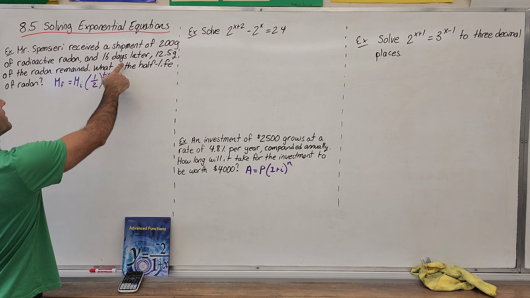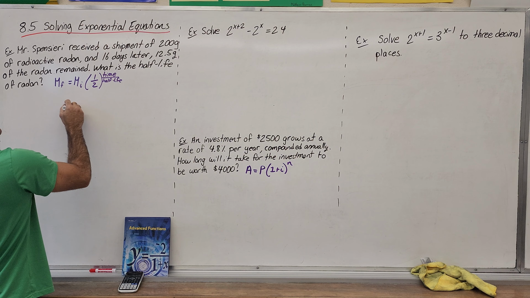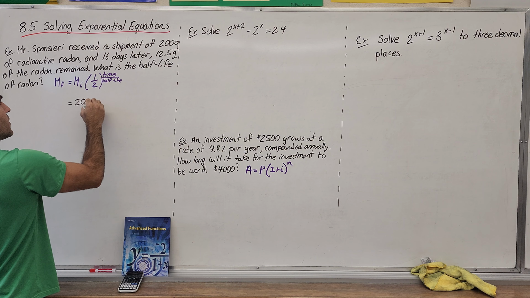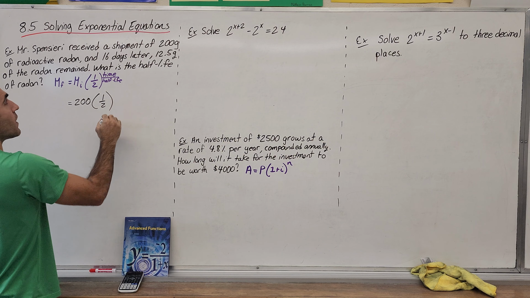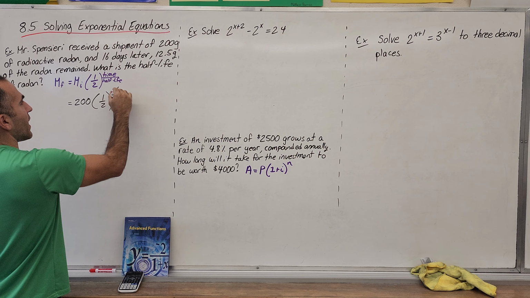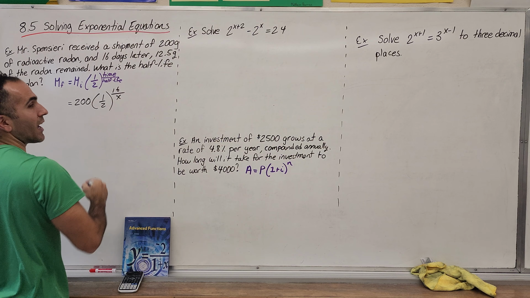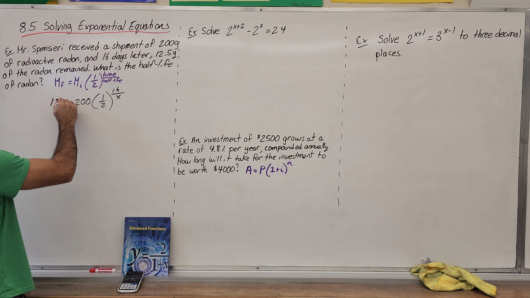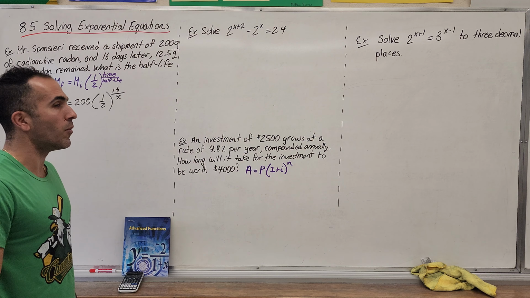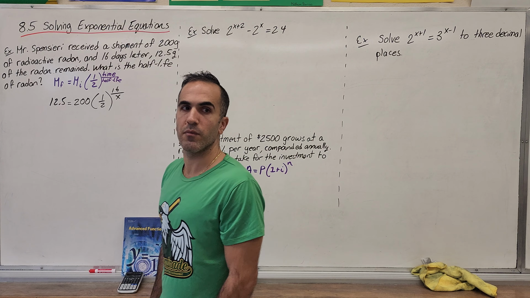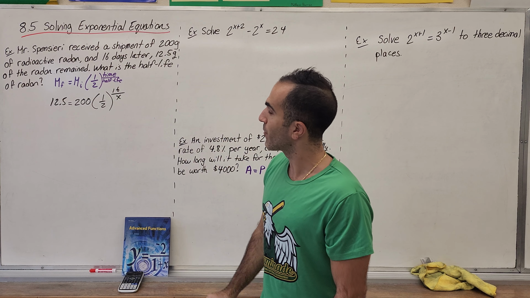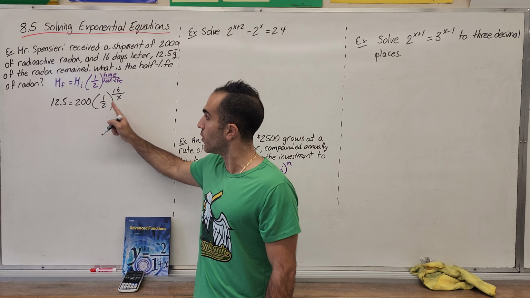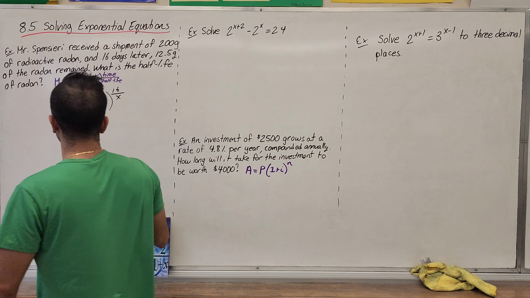So we have 200 grams to start, so my initial is 200. 16 days have passed, so time is 16, and I don't know what the half-life is. I'm gonna call it X. I do know that in 16 days, the final mass is 12.5. So this is everything I've learned from the question plugged in. And now I have to solve for that unknown exponent. So I'm gonna divide by 200.